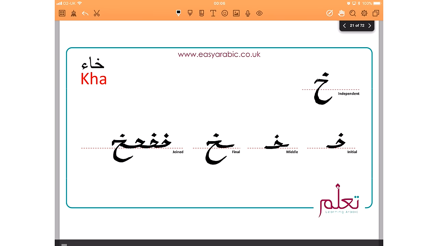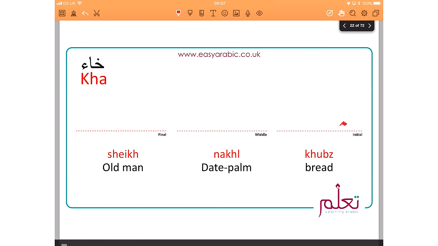So let's look at some examples. Three words. Kha at the beginning, then we have the ba, and the za. Khubz. So the next one is nakhl, so we do noon. Then we have the kha. And then we have the lam. The tail of the lam just comes back slightly above the line. So nakhl, which is date palm.